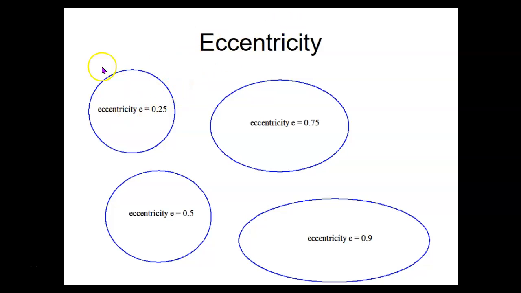And if the eccentricity is just a little bit bigger than 0, we have something that is close to a circle. It's maybe a little bit wider than it is long, but the bigger the eccentricity gets, the more elongated the ellipse is, and the more of a difference there is between the major axis and the minor axis. So here are a few examples of ellipses with different eccentricities: 0.25, 0.5, 0.75, 0.9.